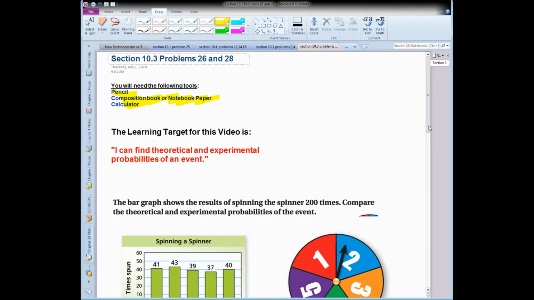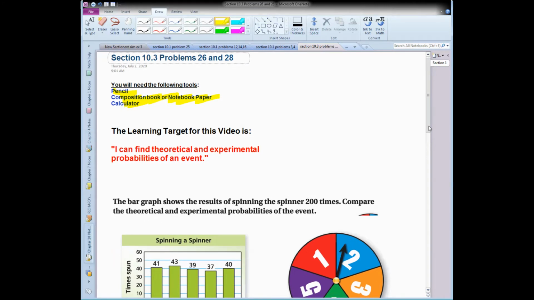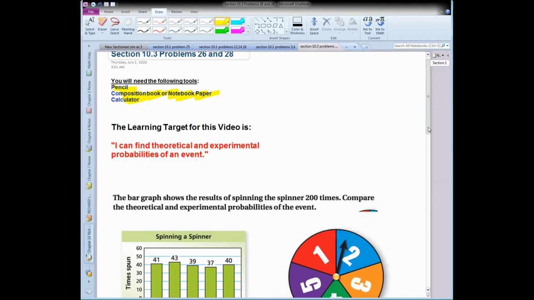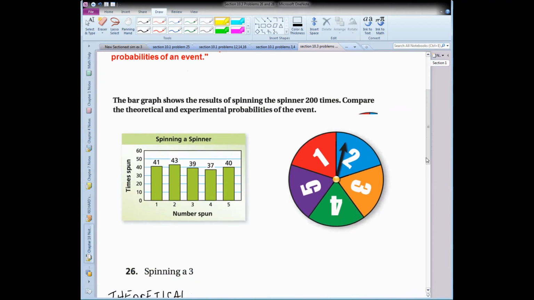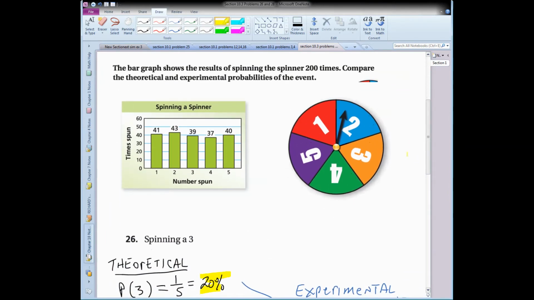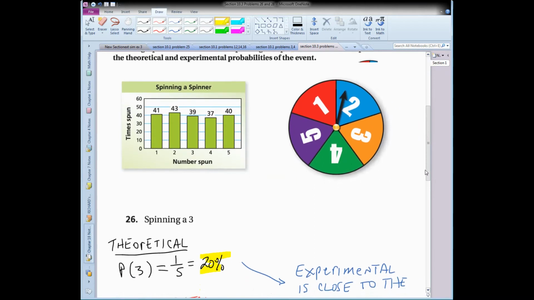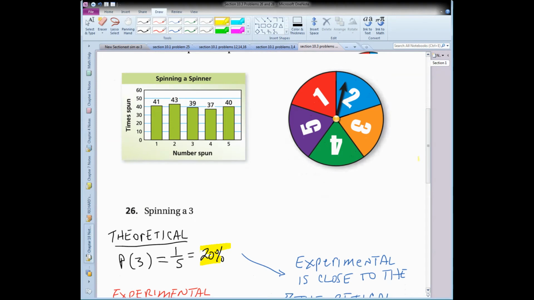The learning target for this video is I can find theoretical and experimental probabilities of an event. All right, so the bar graph shows the results of spinning the spinner 200 times. So there's your experiment. You just spun this thing 200 times. You want to compare the theoretical and experimental probabilities of the event. And what's the event? It is spinning a 3.